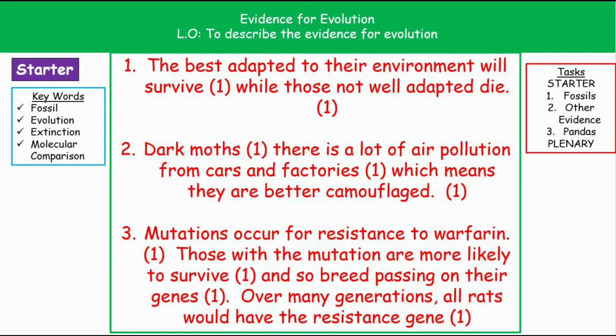Question 3, we're going to be talking about how the population comes to have resistance to warfarin in our rats. 1st mark is mutations occur for resistance. 2nd mark is for saying those with the mutation are more likely to survive. 3rd mark for saying that they then breed and pass on their genes. And the 4th mark for saying that over many generations all the rats would have the resistance gene. So add it up and give yourself a mark out of 9 today and write that in your books.